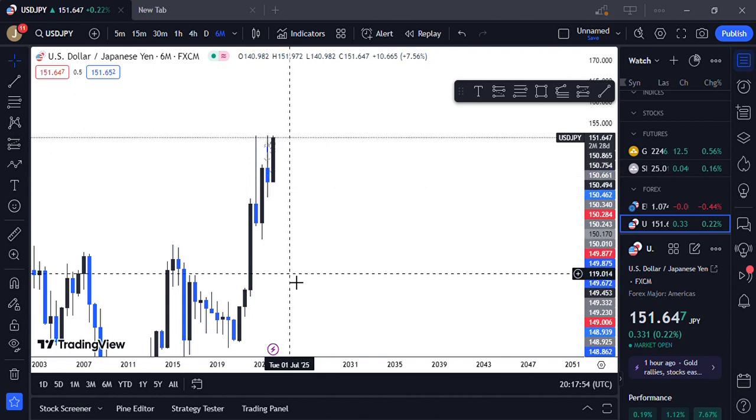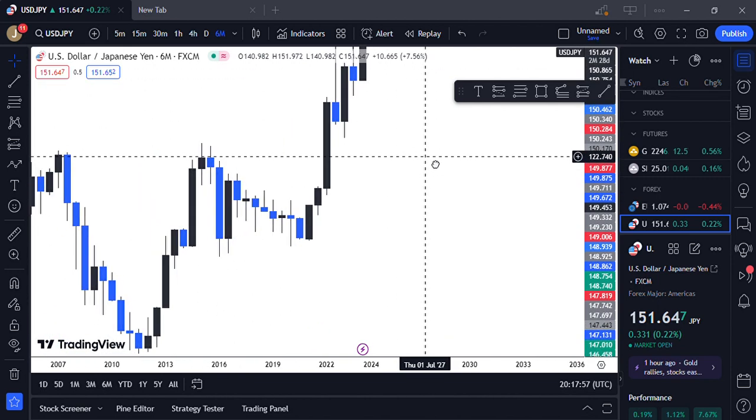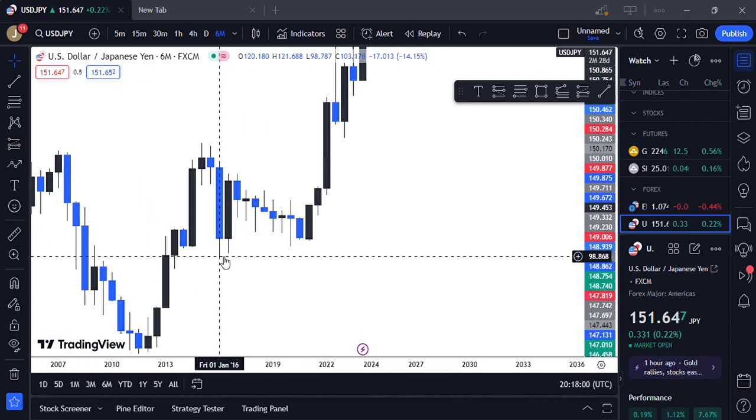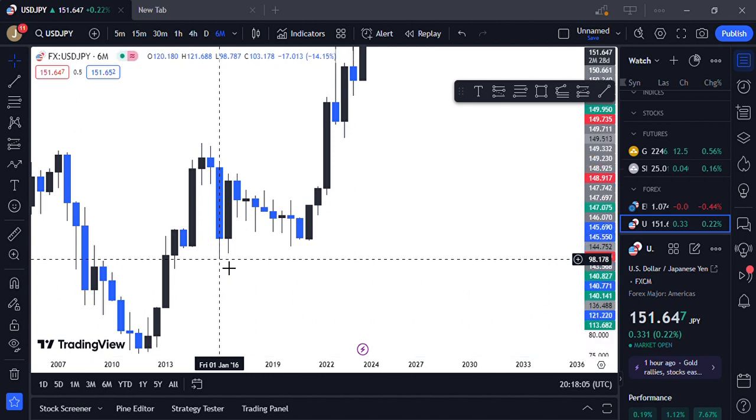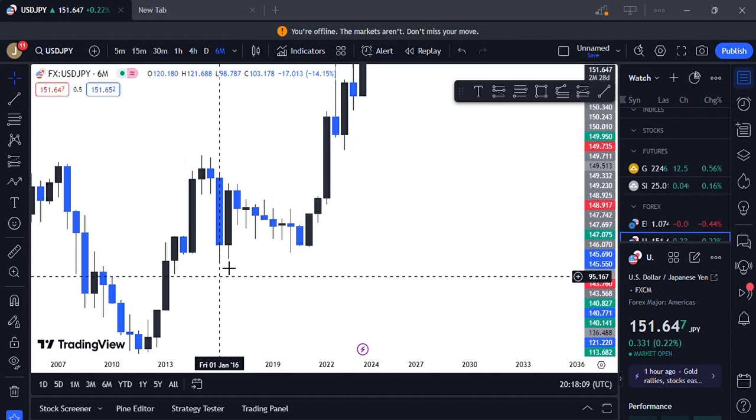Understand? So let's say this was around 2016. If you wanted to go to America, you would have to pay 95 yen to get $1. I mixed my words there. Let me repeat. If you wanted to move to the United States of America in 2016, you'd have to pay 95 yen just to get $1.